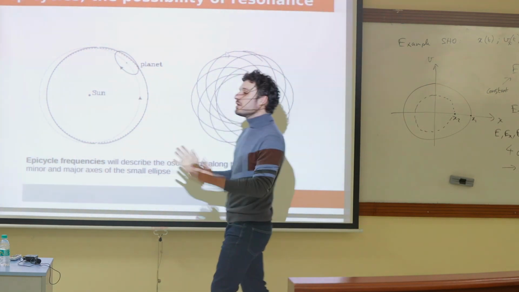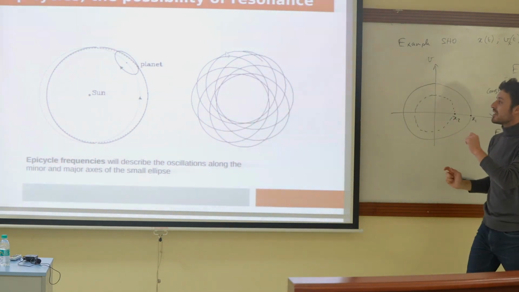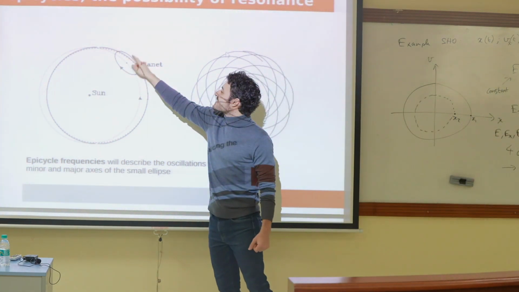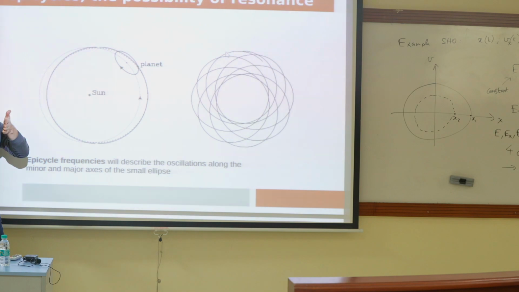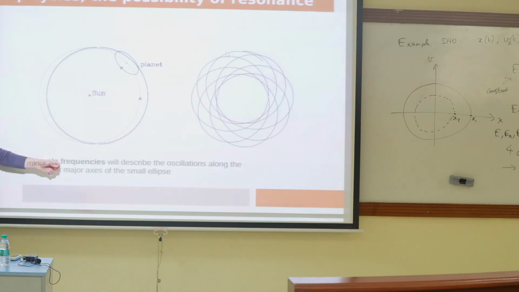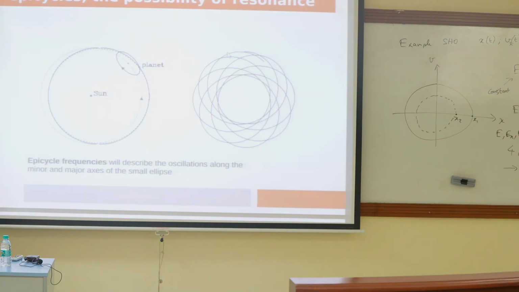So epicycles really look kind of like simple harmonic motion, right? Basically, your planet is oscillating on its major and minor axis. It has these epicycle frequencies, which are analogous to the frequencies of the simple harmonic oscillator. And what we'll see is that if you happen to perturb the system at just the right frequencies, right? If you perturb the system with a frequency that is proportional to the epicycle frequencies, then you'll get a strong response from the system that might actually be a road to chaos.